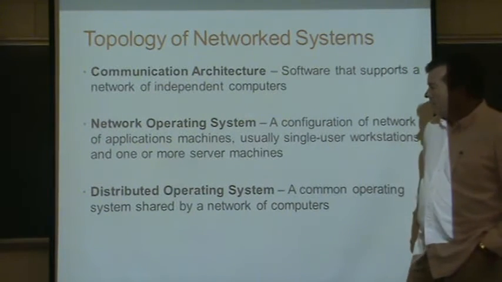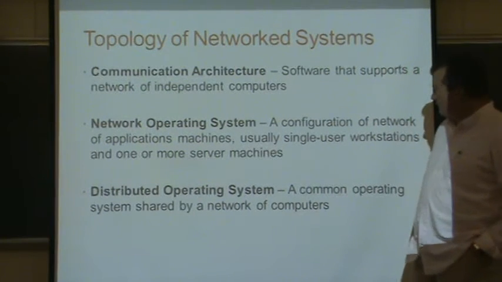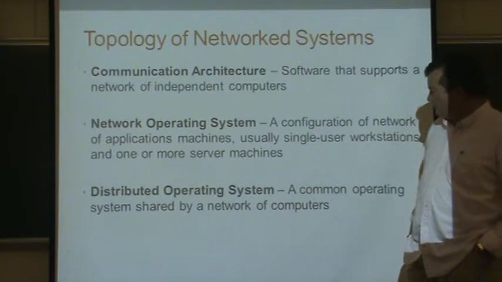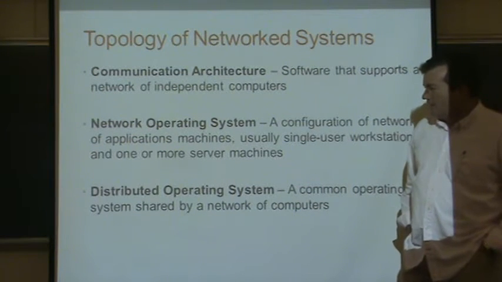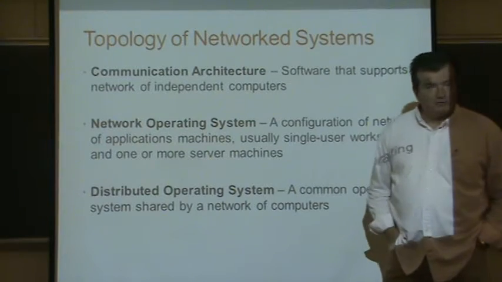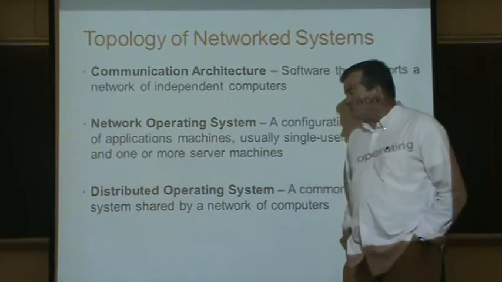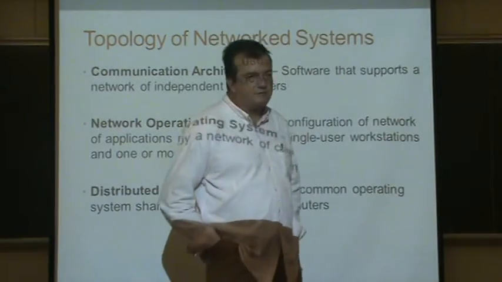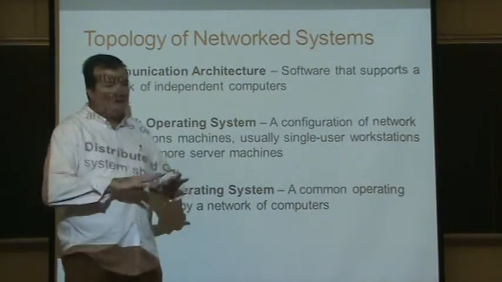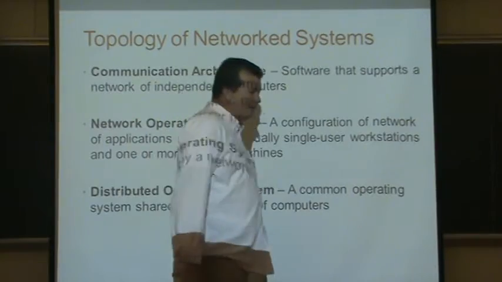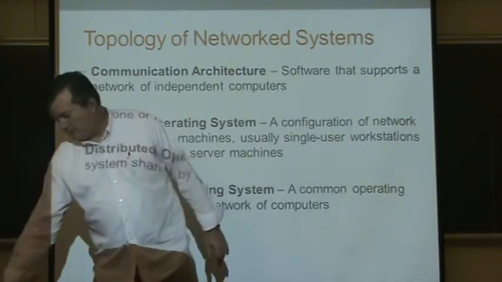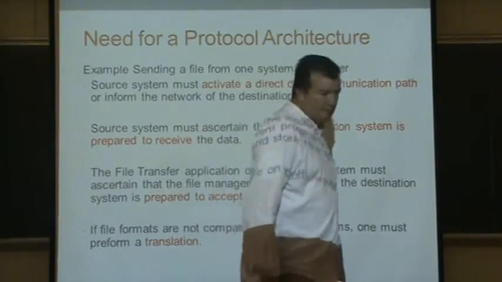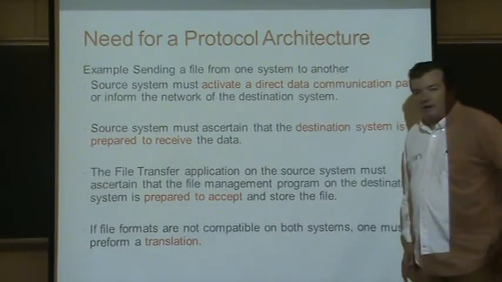A network operating system is a configuration of networking applications, usually single server workstations and one or more server machines. And then we could also have a distributed operating system, which is an operating system that is scattered among machines that are on a network. Okay. So then the idea is we need a protocol.